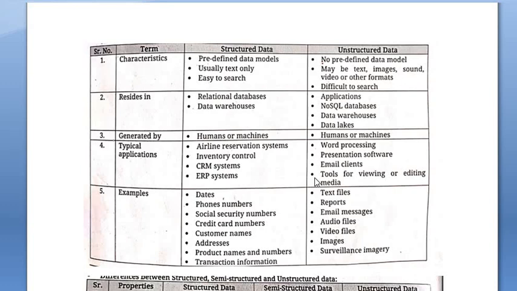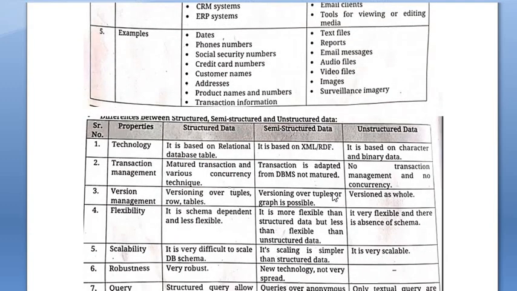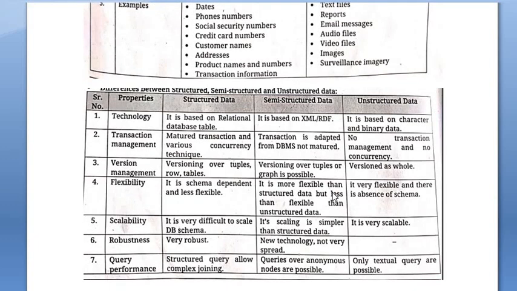Now typical applications which are used under unstructured data are word processing, presentation software, for example your PPTs, email. It is not important that they are email clients, but email you can write. Tools for viewing and editing media, your editors for video editing or text editing. Now examples can be text files, reports, email, audio, video, images, surveillance imagery. For example, if you have a camera and they are checking something, that can also come under your unstructured database.